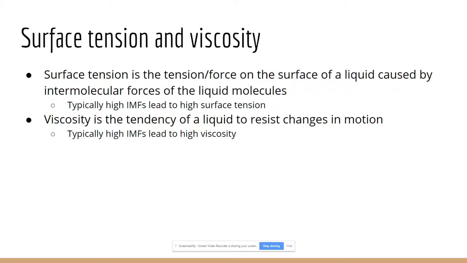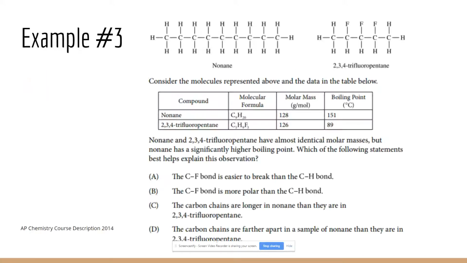And then viscosity is a little bit different. It's the tendency of a liquid to resist changes in motion. There are some other factors besides intermolecular forces to consider, but typically high intermolecular forces are going to lead to high viscosity. There are some exceptions there. We can talk about those, but usually something that is more viscous will have high intermolecular forces.